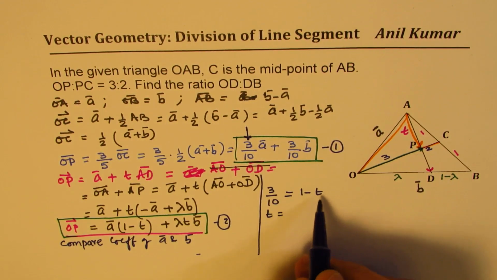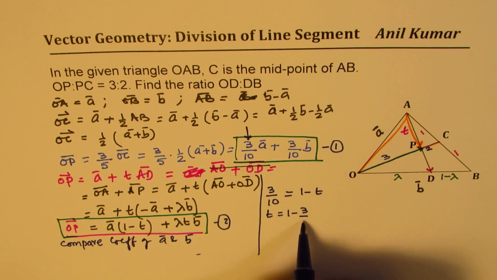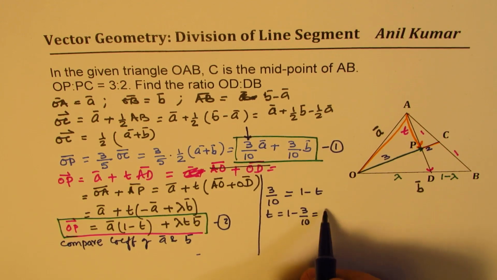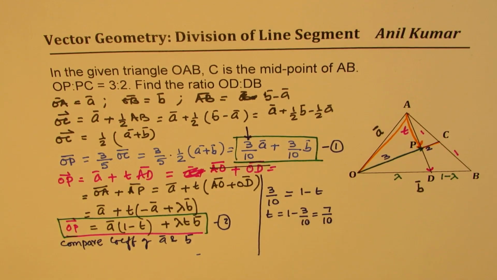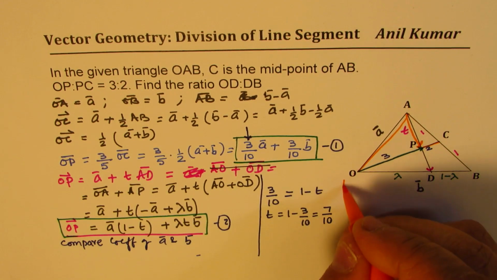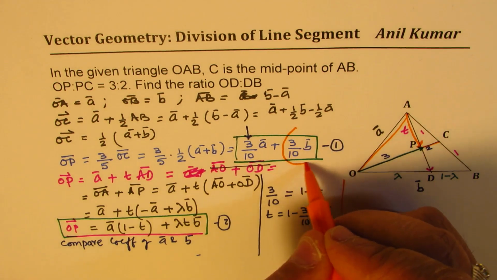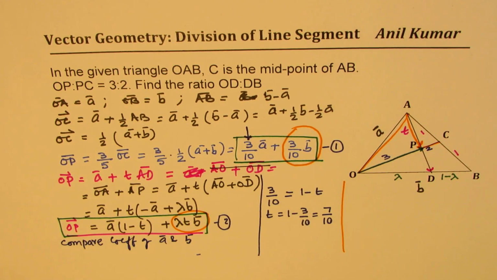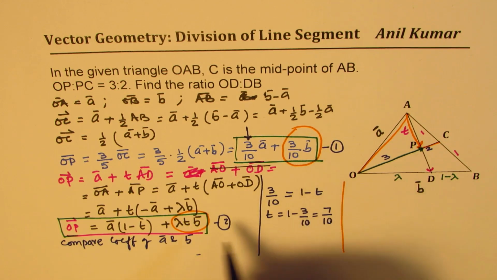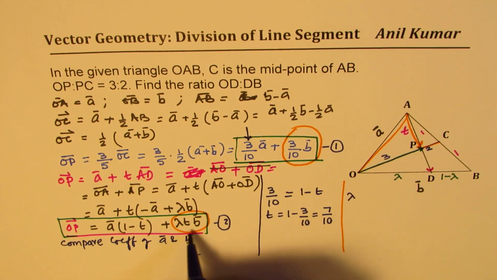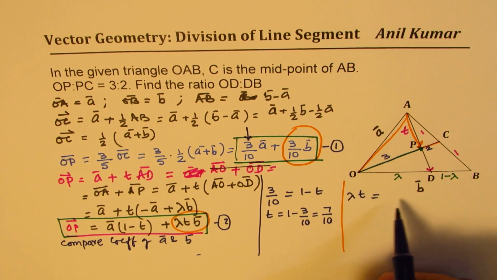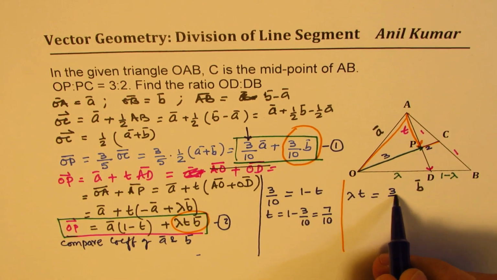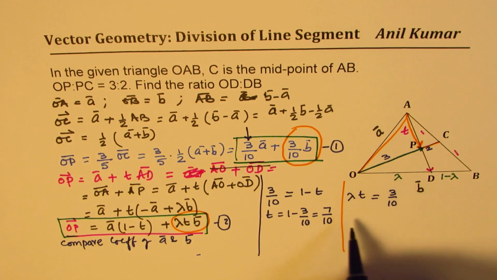So T is equal to 1 minus 3 over 10, which is 7 over 10, right? So we get the value of T. Now let's compare the coefficients of B, these ones. So these coefficients for us are lambda times T is equal to 3 over 10.